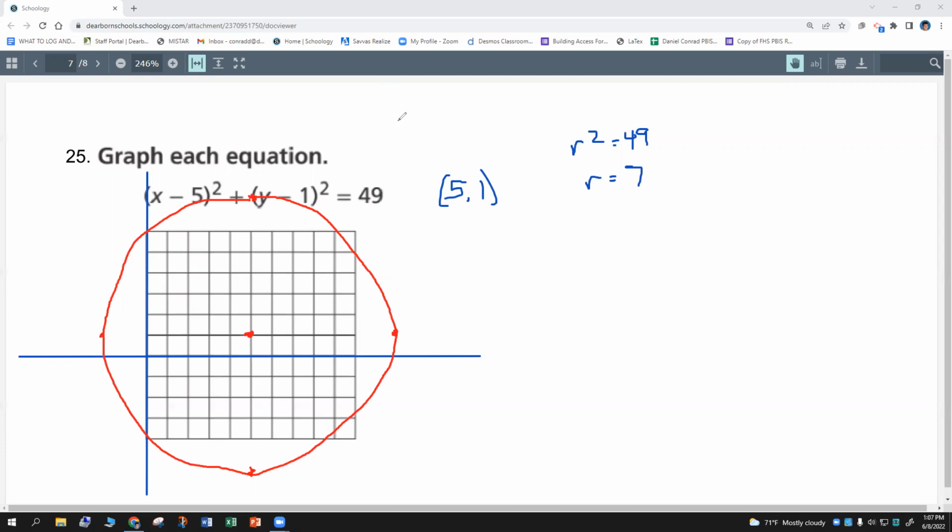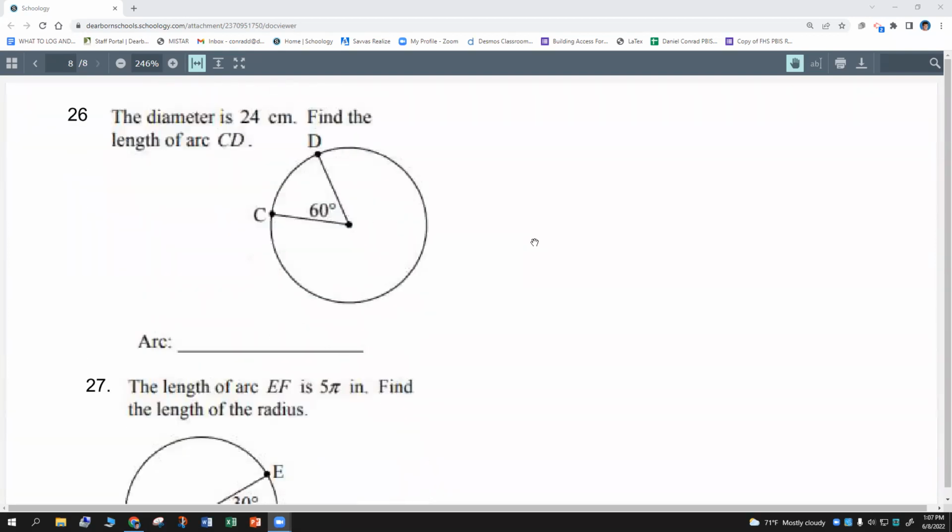All right, just the graph wasn't big enough, and that's my fault. All right, 26. The diameter is 24. That means the radius of our circle is 12, right? The diameter is double the radius, or the radius is half the diameter. We want to find the length of arc AD, so we're using the arc length formula.